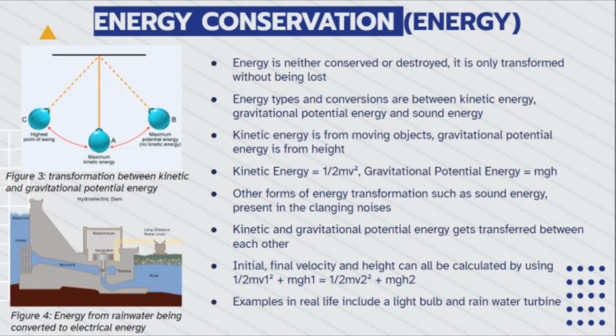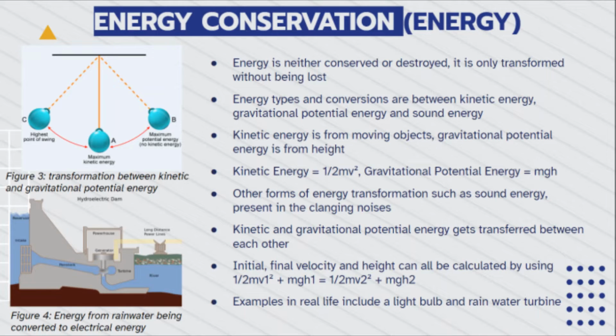The law of conservation of energy refers to how energy is neither created nor destroyed. It is only transformed into a different type of energy without being lost. There are many different types of energy and conversions, including kinetic energy, gravitational potential energy, and sound energy. In the shot, all three are present. Kinetic energy refers to the energy possessed by moving objects, or the basketball. It can be found by multiplying mass by velocity squared and then dividing by 2.